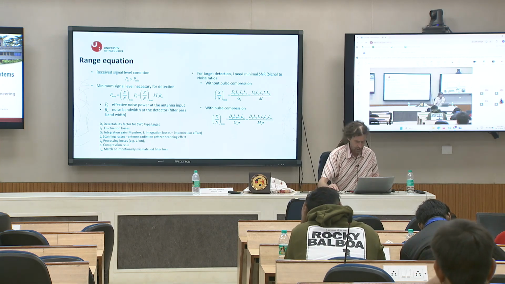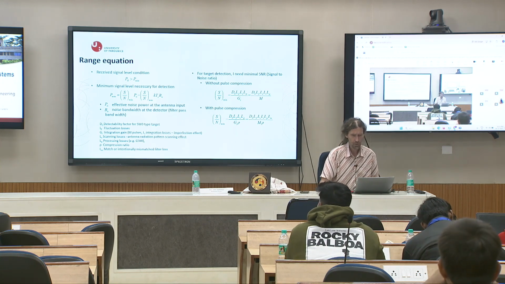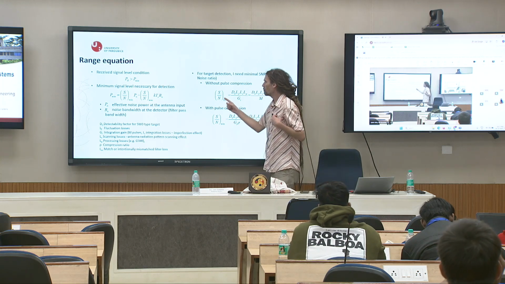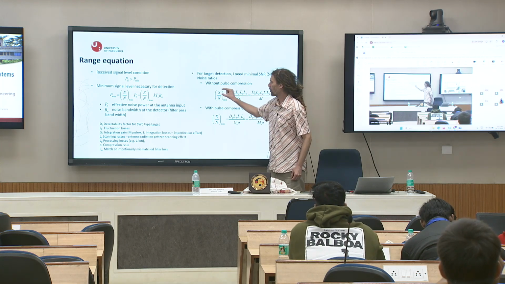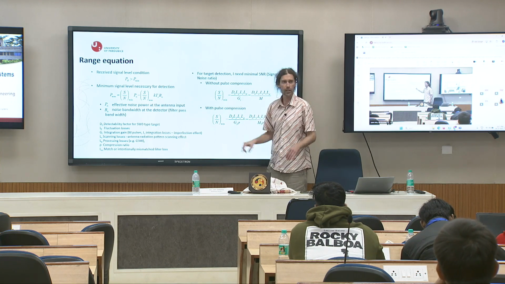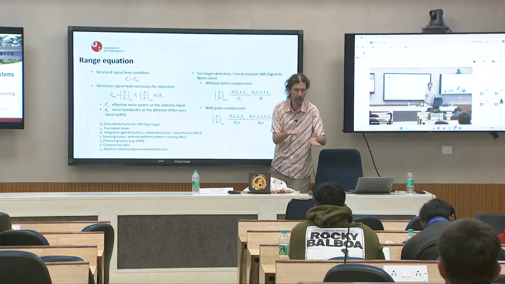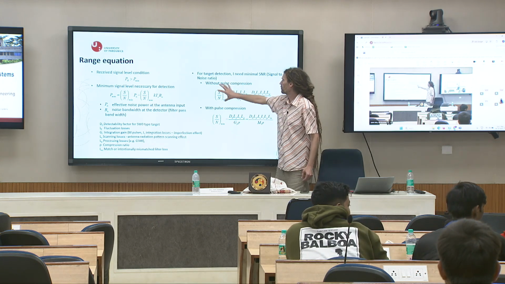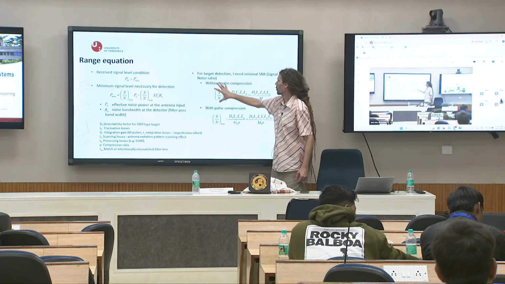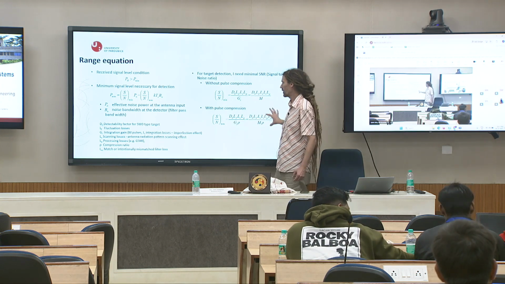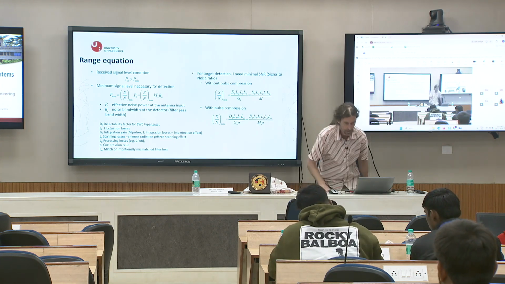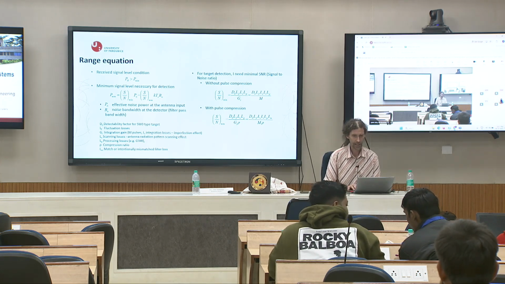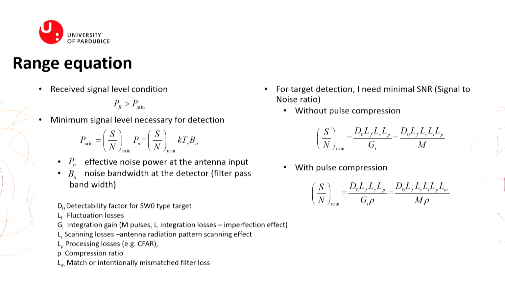So if I compute the signal to noise ratio, what is the minimum, it means how weak the signal could be to still make a detection. It is something like this, and it is with pulse compression and without pulse compression. So you need to satisfy also this condition.